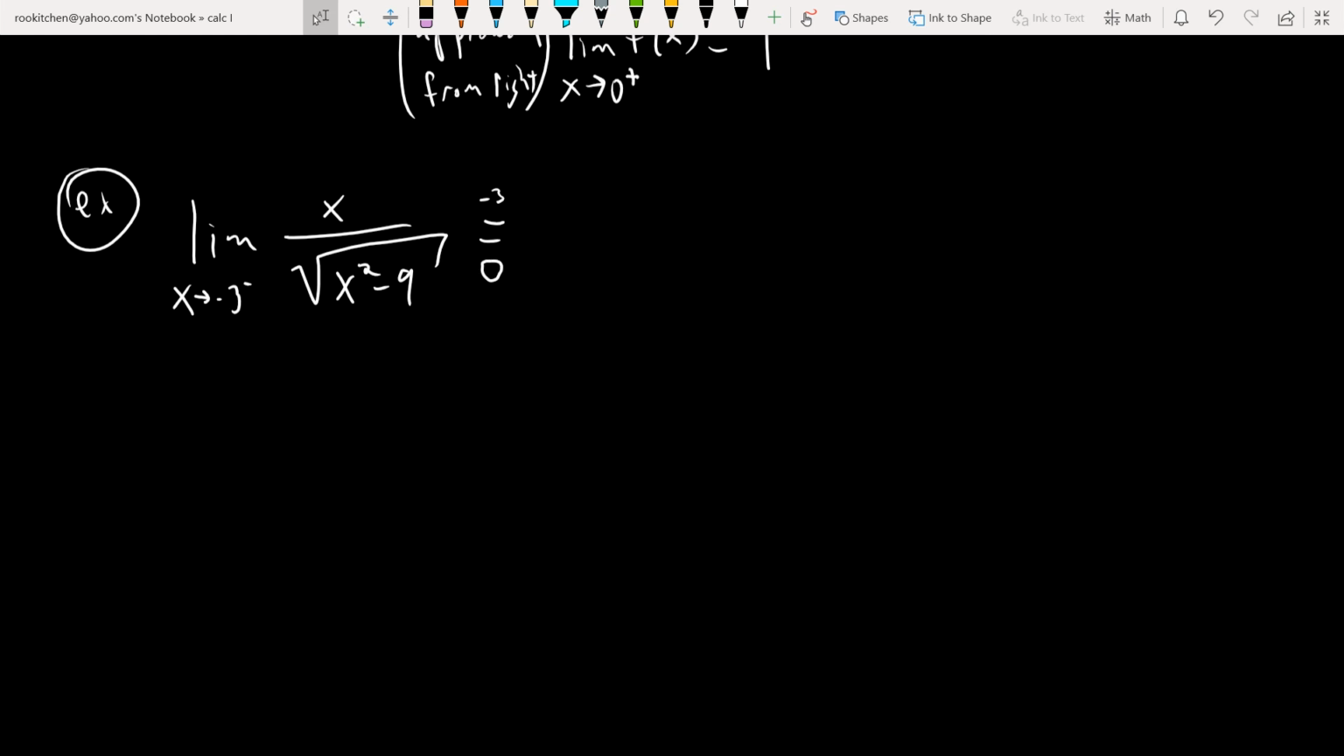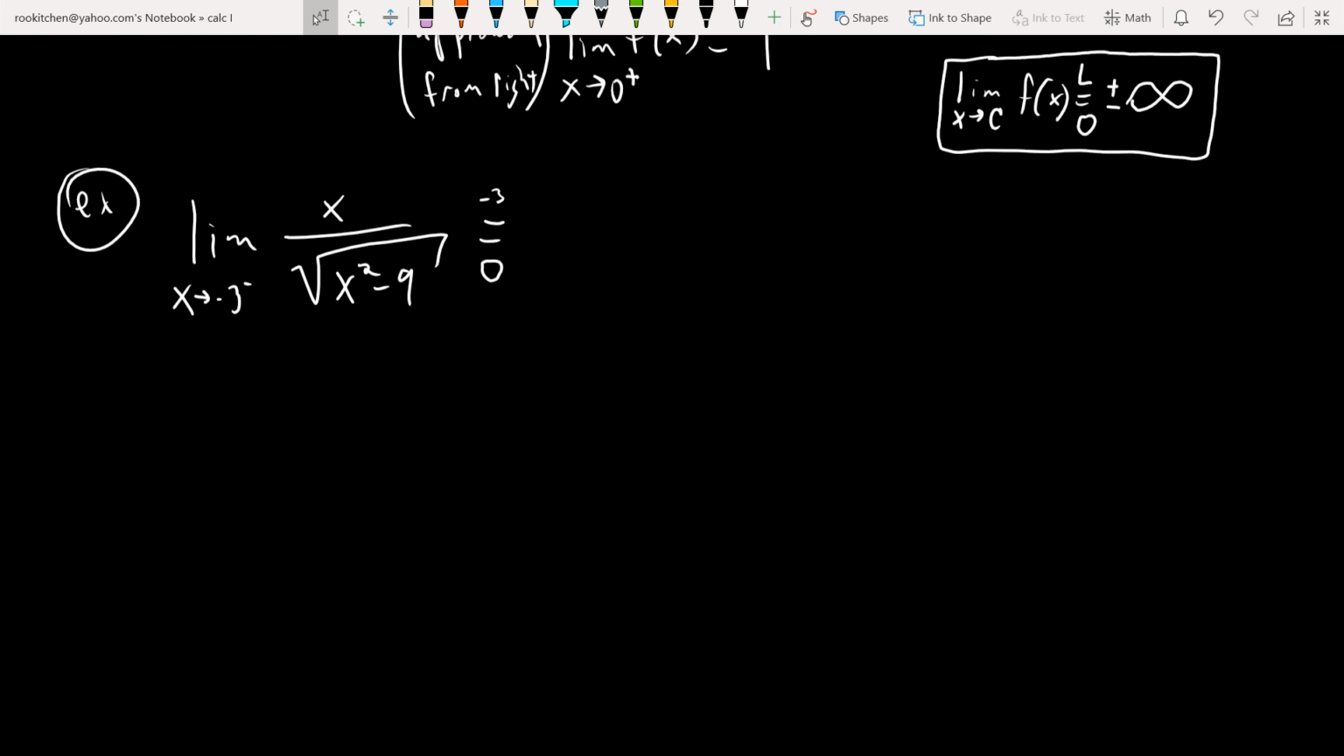When you have something that causes division by 0, if your limit as x goes to some value c from the left or the right of this function is some number L over 0, it's going to go one of two places. It'll go really, really high, in other words positive infinity, or really, really low to negative infinity. You've got a 50-50 chance at it.